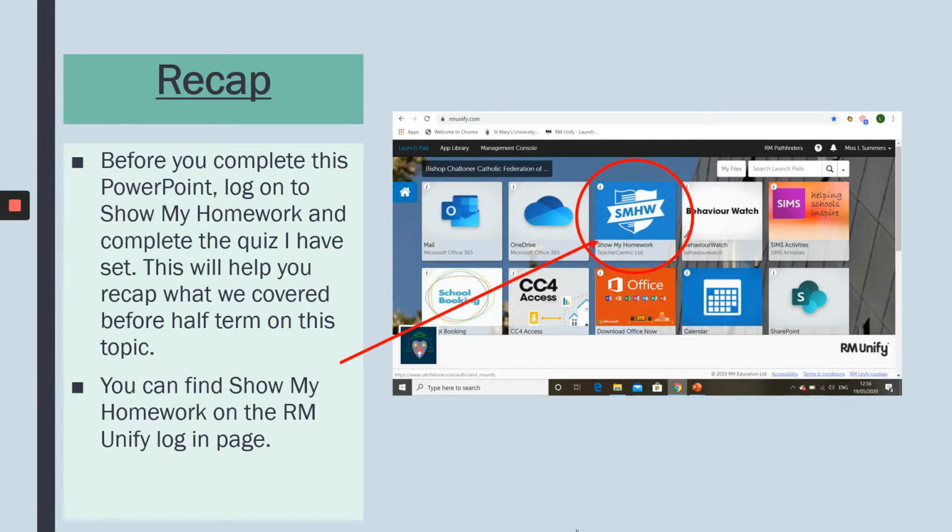If you don't know how to go on to Show My Homework, all you do is you click on RM Unify and there's a series of apps and there's an app for Show My Homework. It should come up automatically. If you can't find it or if you can't get the quiz up for some reason, just let me know and I'll sort it out for you.